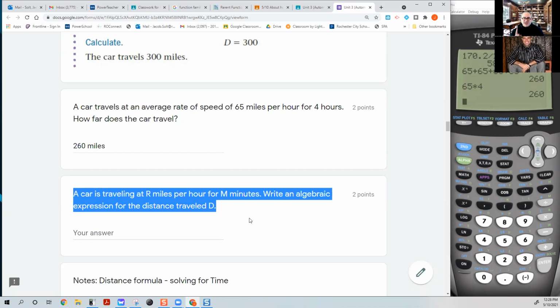William, that's a really good start. The only problem is that it gives us M for minutes when T has to be time in hours. That's the only problem there.